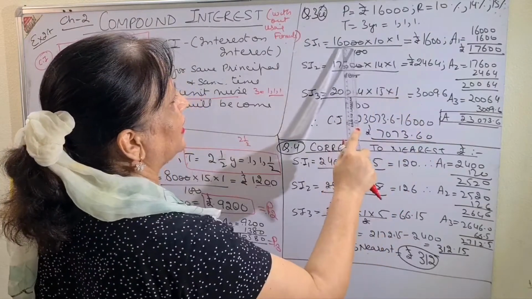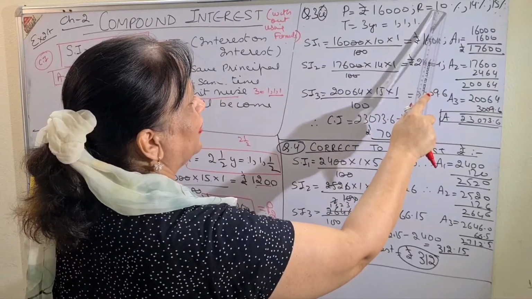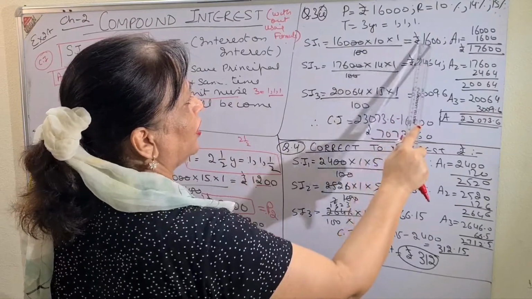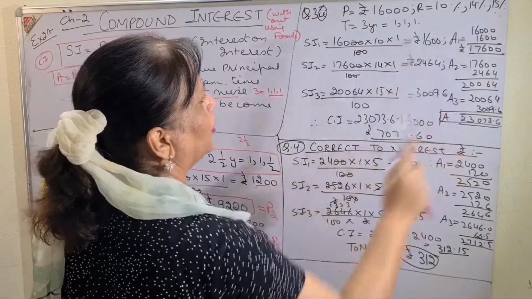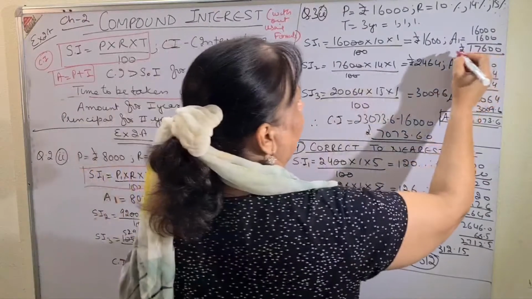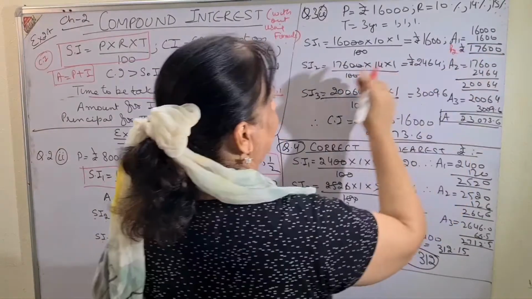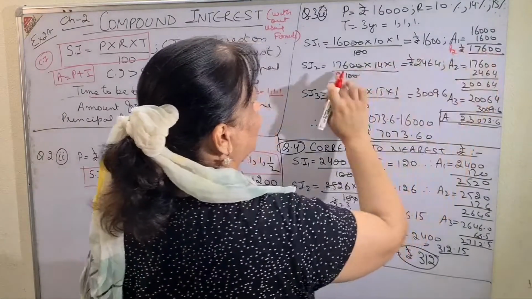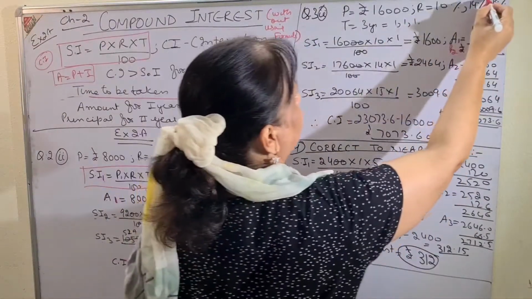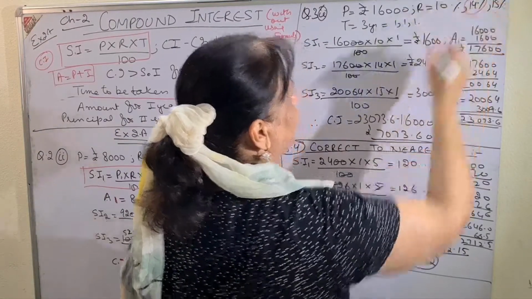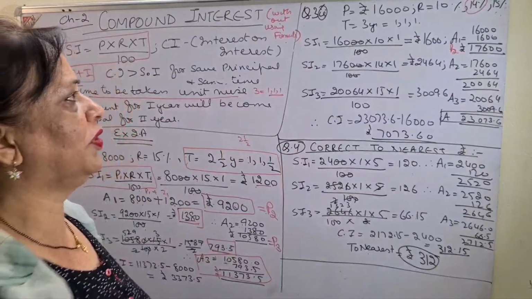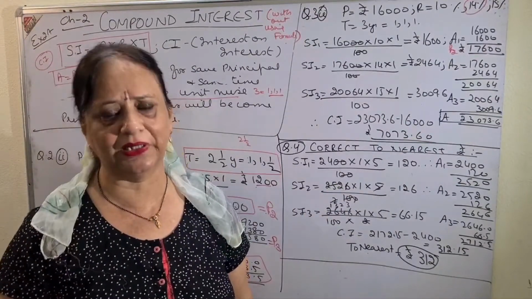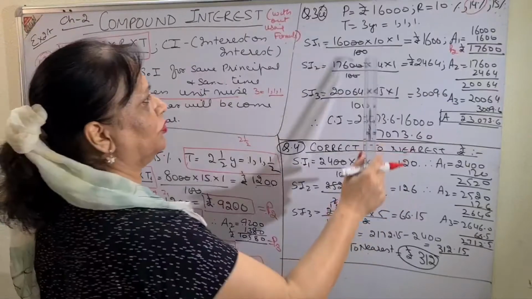16,000, SI1 for the first year: the rate was 10%, and there were 3 years. I took the time unit-wise, 1 upon 100. So I got the interest and again the amount. Whatever the amount for the first year became the principal for the second year. Similarly, for the second year, when I took the principal, it was 17,600, but the rate you will take is 14%, because for the second year the rate was 14%. It means for the second year the bank or the person has increased the rate. So for the second year I took 14%.